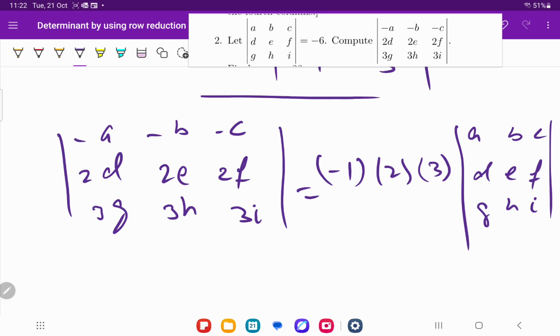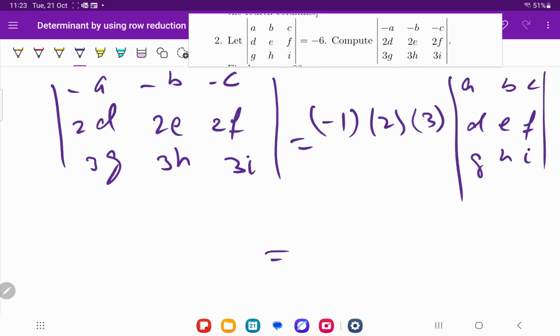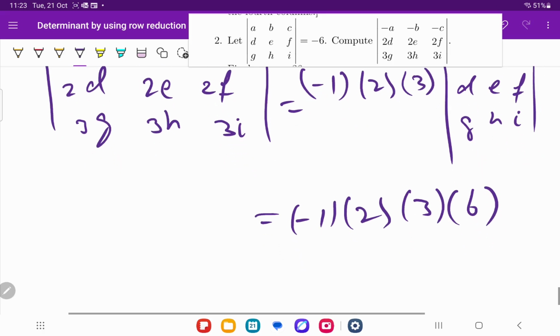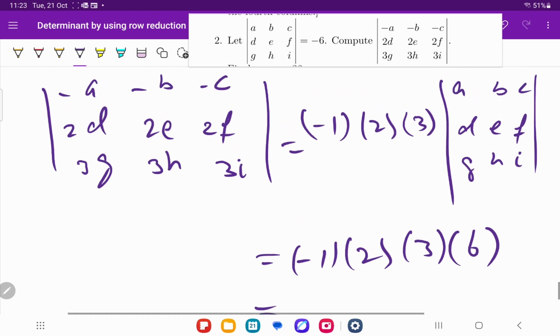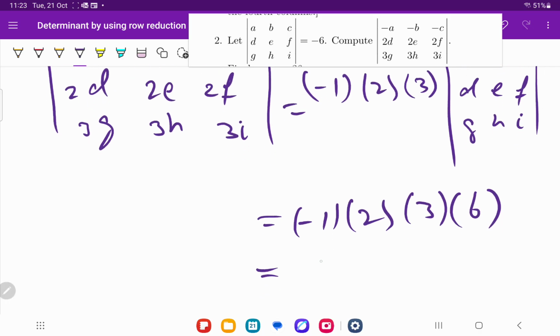Because we have taken out minus from here, 2 from here, and 3 from here, and what is remaining? A, B, C, D, E, F, G, H, I, which is equivalent to -6. It is given, -6. So simply you will have -1, 2, 3 into -6. What is your answer? Minus 36.